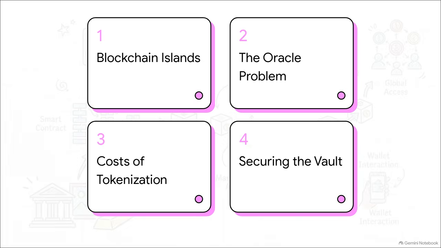Here's our architect's blueprint for today. First, we're connecting the blockchain islands. Then, we'll solve the Oracle problem. Third, we'll look at the true costs of tokenization. And finally, securing the digital vault.